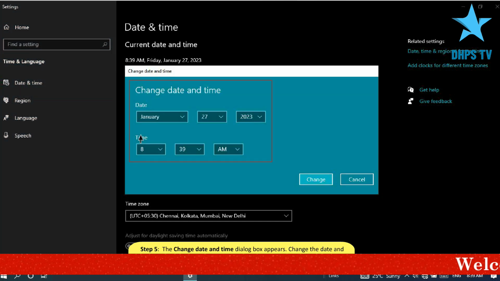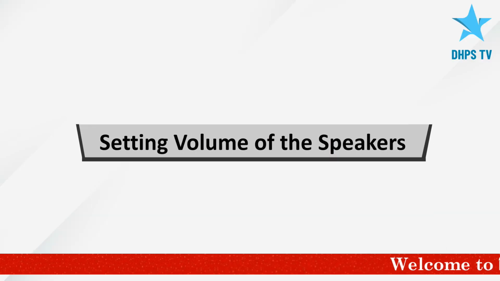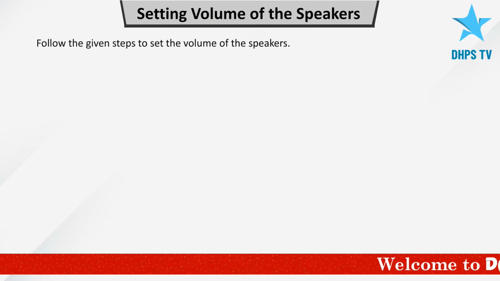Step 5. The Change Date and Time dialog box appears. Change the date and time and confirm the changes by clicking on Change. Setting volume of the speakers. Follow the given steps to set the volume of the speakers.